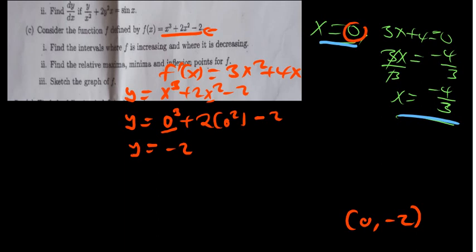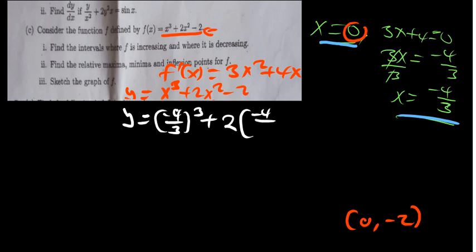Next, we have to plug in this guy. We see another critical point. I'll come here and say y will be equal to negative 4 over 3 to the power 3 plus 2, then here I have negative 4 over 3 raised to the power 2 minus 2. Let's find the value of y.